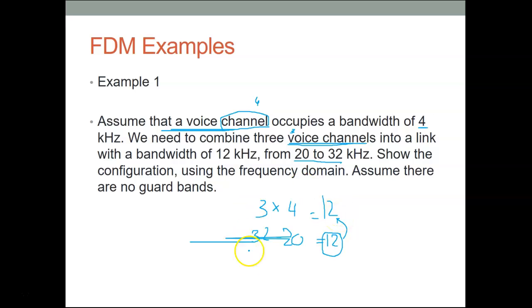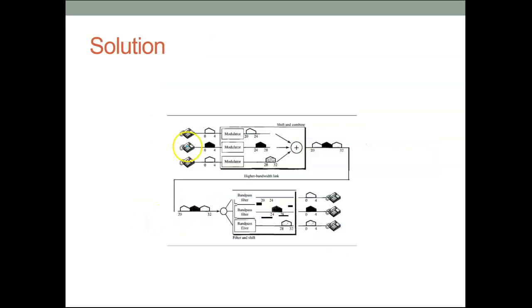So if you see an example or a question where the signal is higher than the capacity of the link, we cannot send it. But here in this example, they are the same, so I can send it. Now, they ask us to show the configuration using frequency domain. Check. Here we need frequency domain. Assume here there is no guard band. No space between each channel, no guard bands. So let's see here.